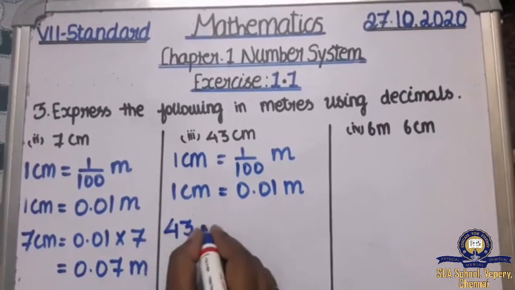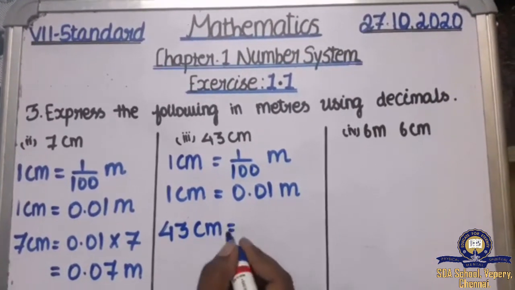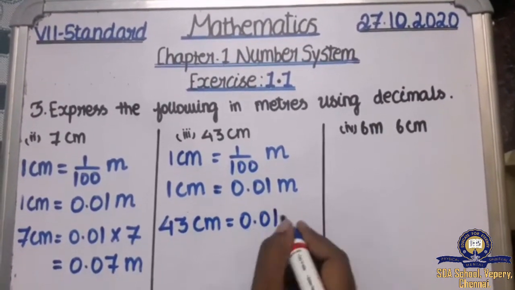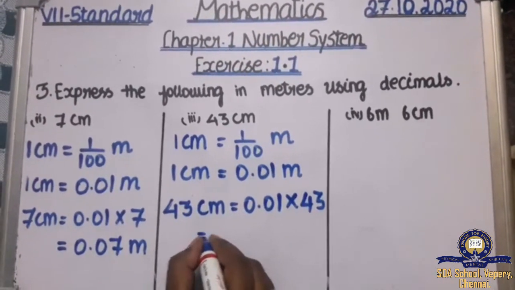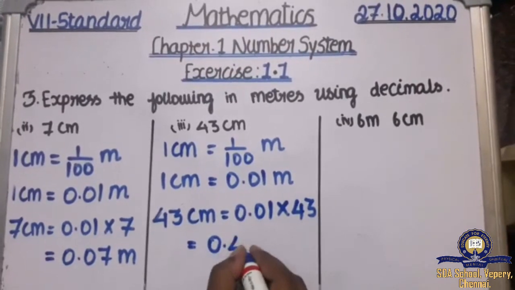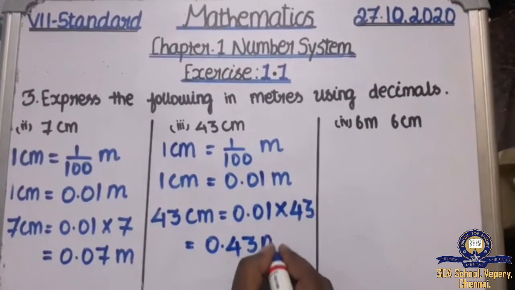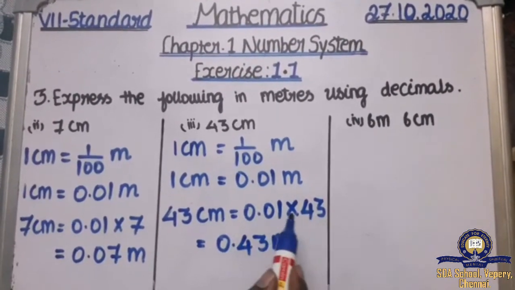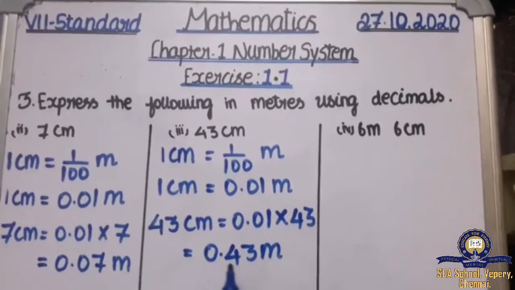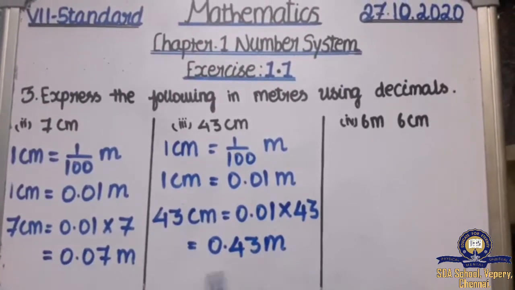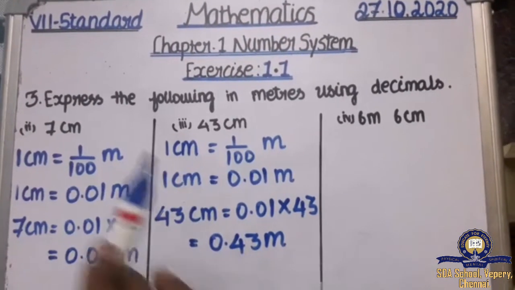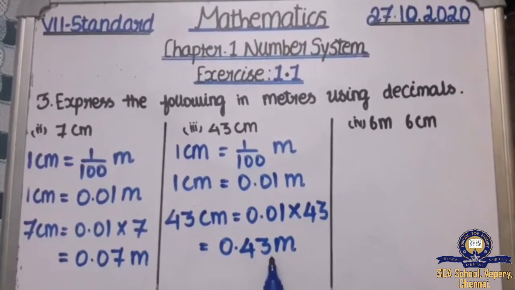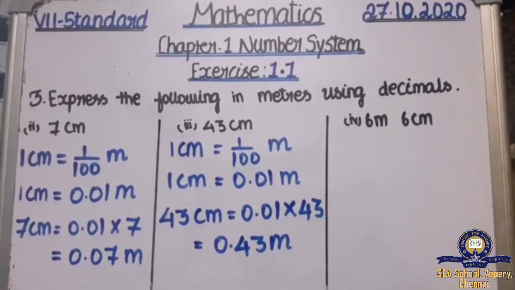So 43 centimeter is equal to 0.01 multiplied by 43. So what is the value we get? 0.43 meter. While multiplying 0.01 into 43, we get 0.43 meter. This is very important to write, okay? Because we are going to convert centimeter to meter, no? So the final answer we need to write only as meter.